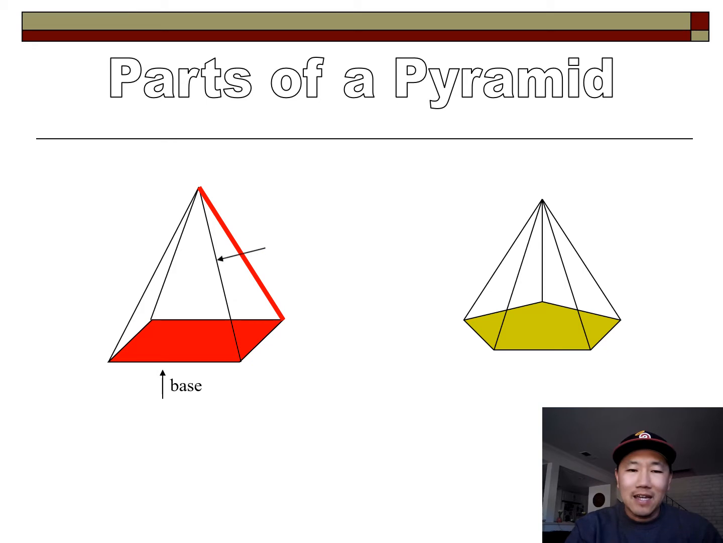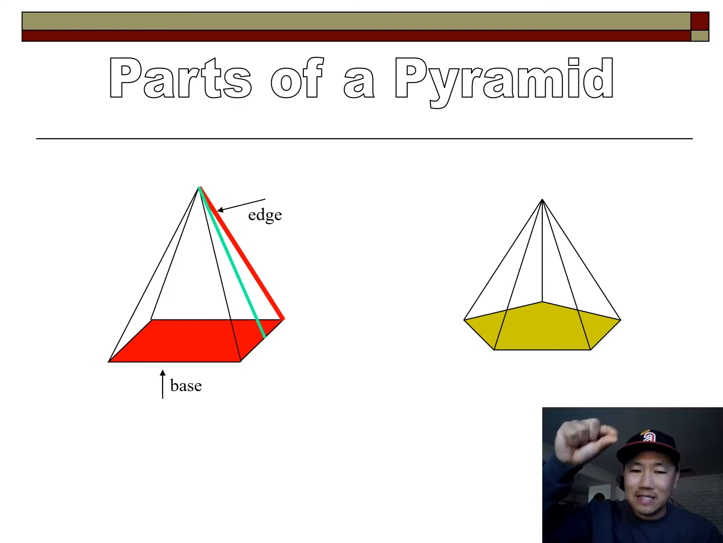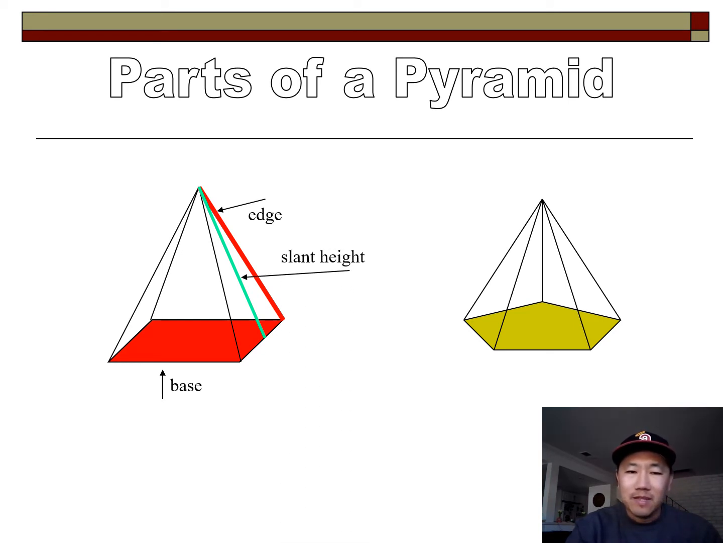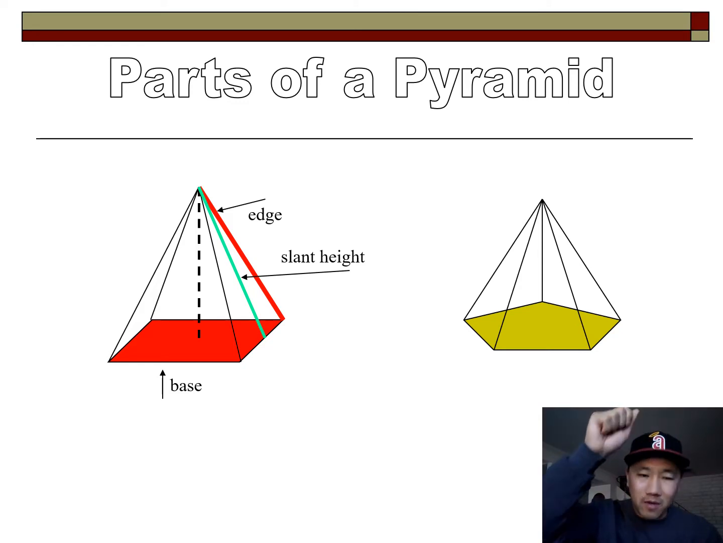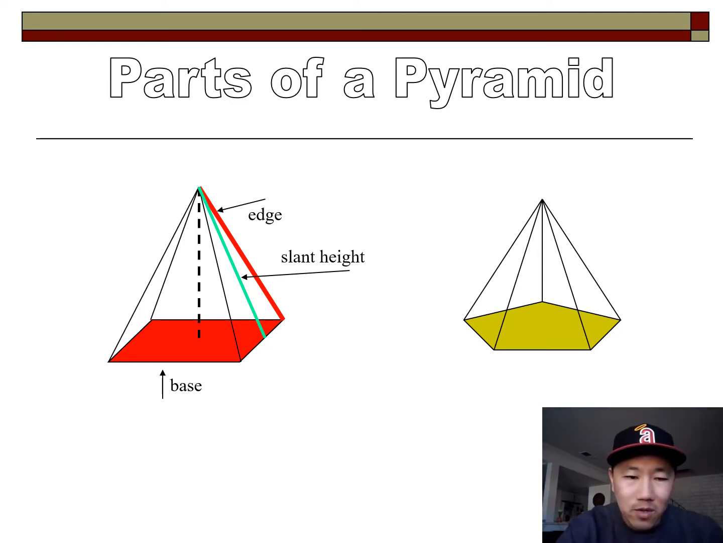On the very side, we call that an edge. And this one is kind of important. This is if you were to be at the very top and slide down the middle of the side. That would be called the slant height. And then if you were hanging from the middle straight down towards the middle of the base, that is called the height, so the regular height.